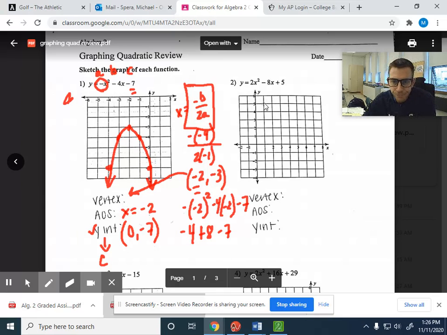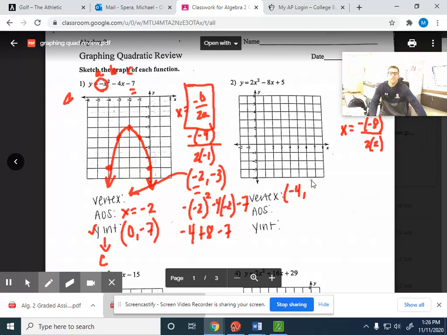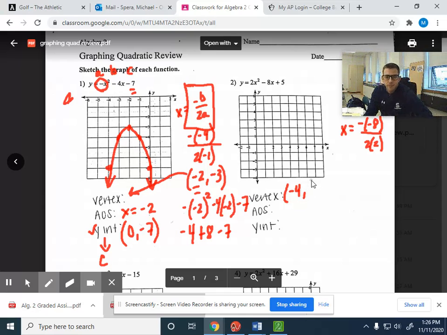All right, you're done. For number 2 here, again, x equals negative b over 2a. I'm going to do a little less writing, but it's going to be negative b, so a negative times negative 8 over 2 times 2 in this case. So it looks like the x-coordinate of our vertex should be negative 4.